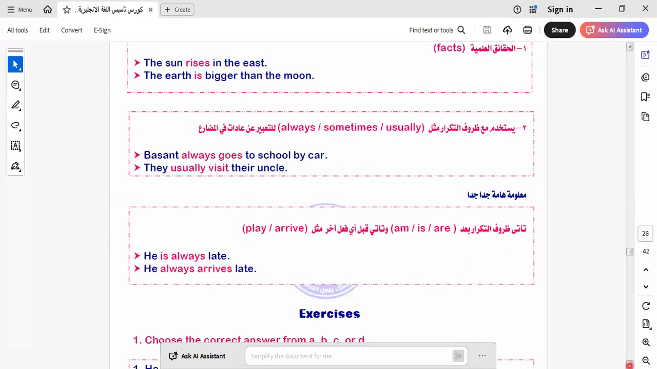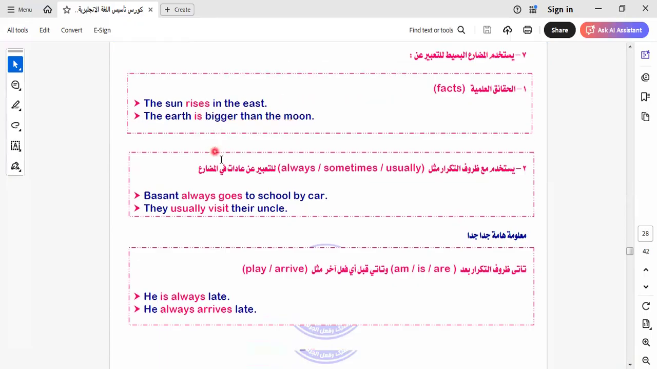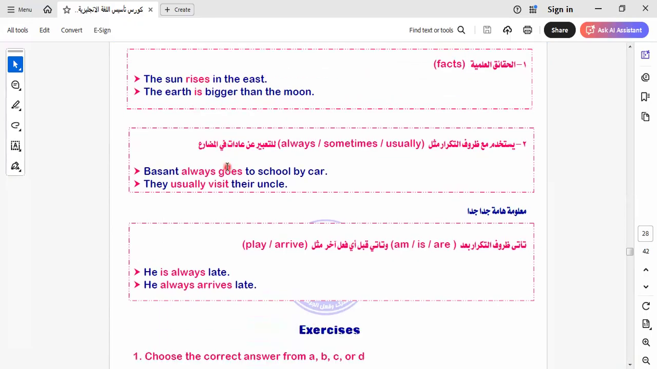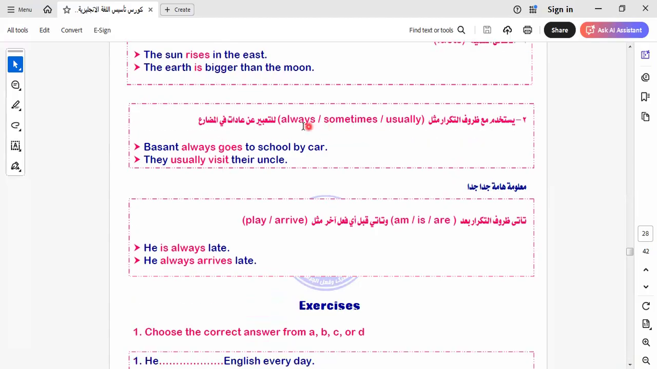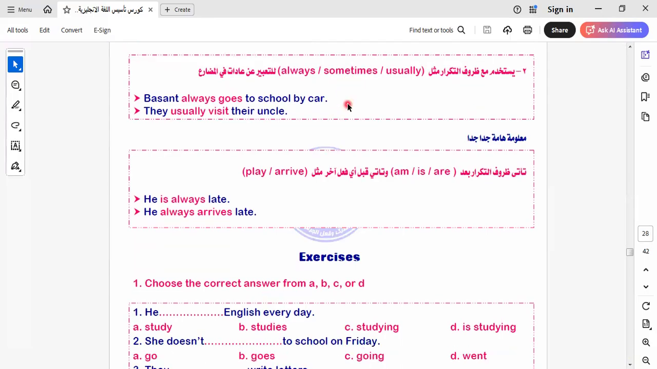Let's go to another item. Here we have facts, like this: the sun rises in the east. The Earth is bigger than the Moon. So we use this tense with facts. Here we have always, sometimes, usually. These are called frequency adverbs.